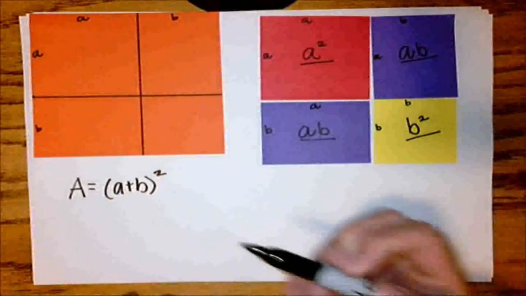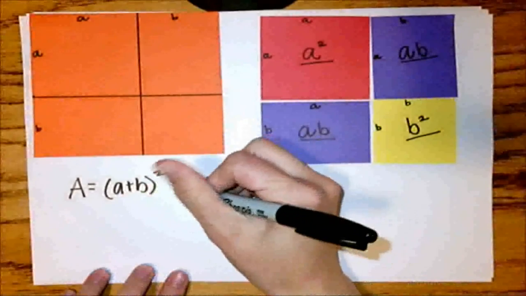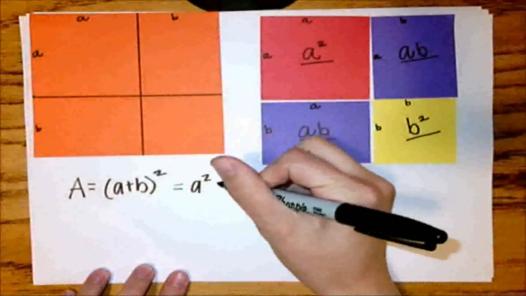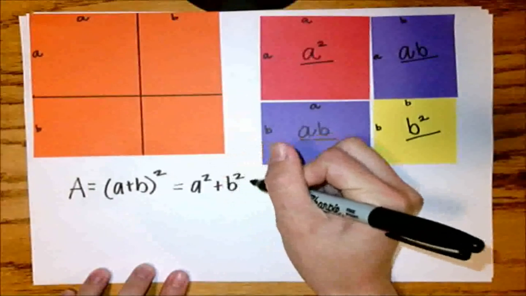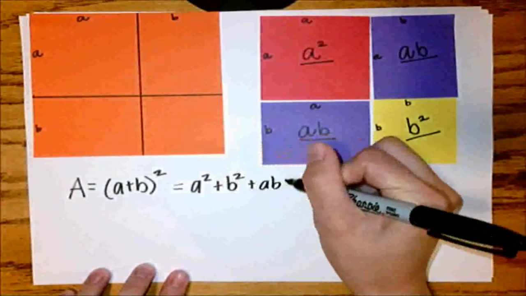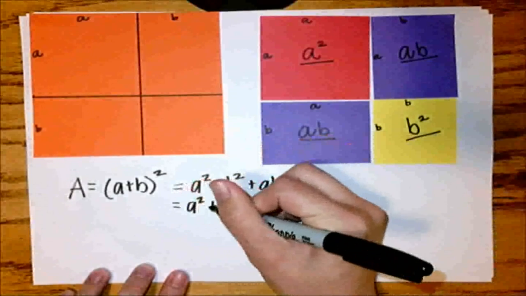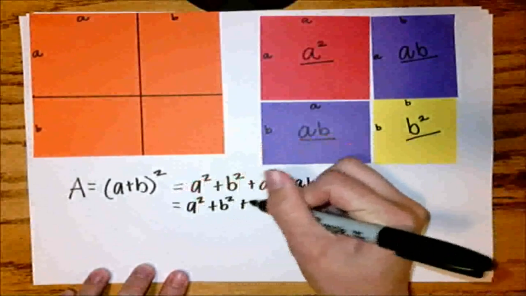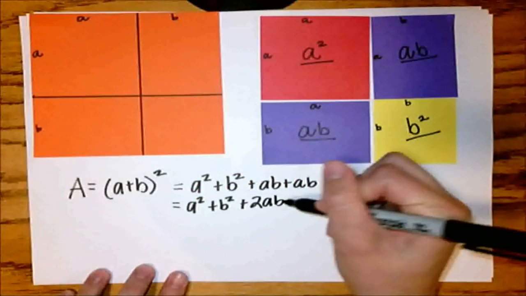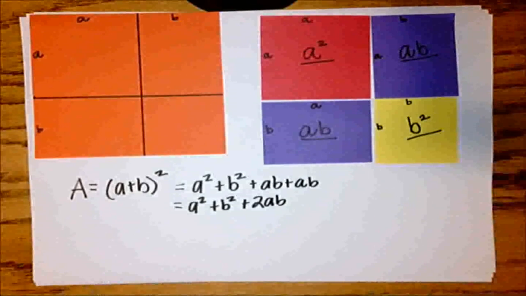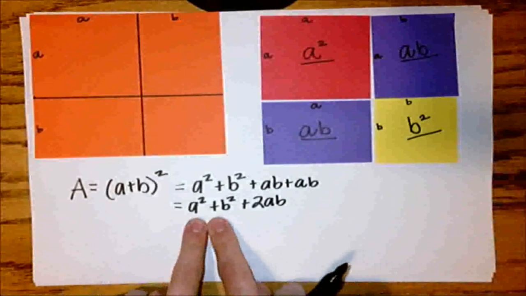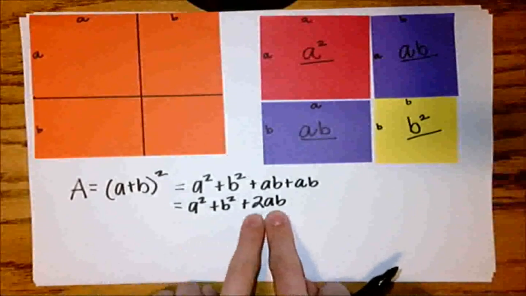So as you can see, the area of our square is (a plus b) squared, which also equals a squared plus b squared plus ab plus ab, which simplifies to a squared plus b squared plus 2ab. Now you can see that (a plus b) squared can't just equal a squared plus b squared because we have an extra 2ab left over.